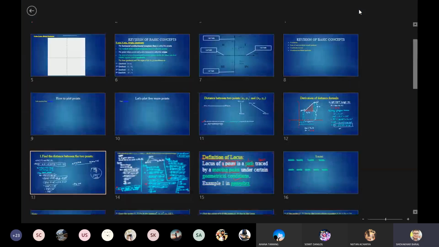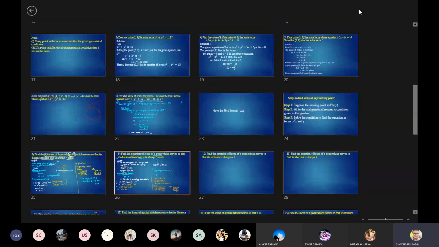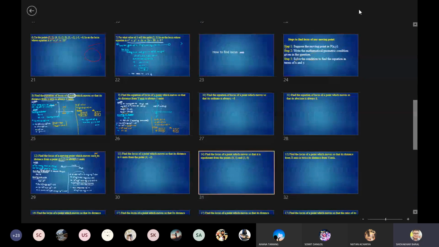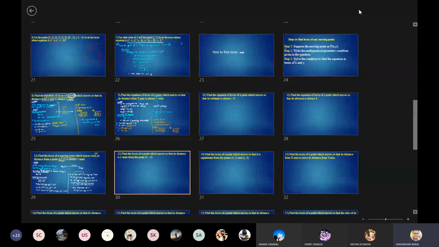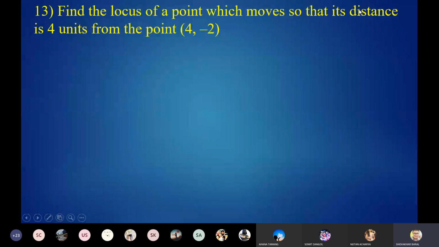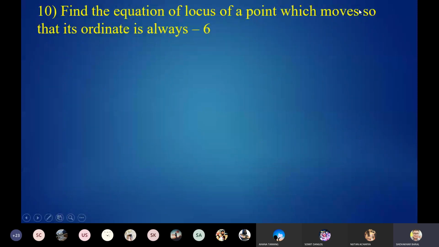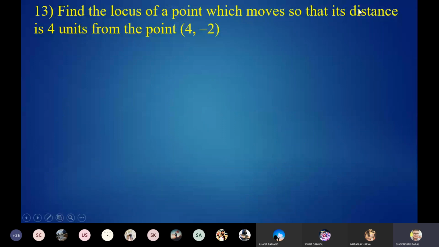So far we have been discussing how to find the equation of locus in different conditions. I gave you one homework yesterday. Have you done that? There was one question: find the locus of a point which moves so that its distance is 4 units from the point. Sorry, I think there was another question. Let me begin from this question. Please write this question number 13. Have you solved this question or not? Please see your copy whether we have solved it yesterday. Please let me know.